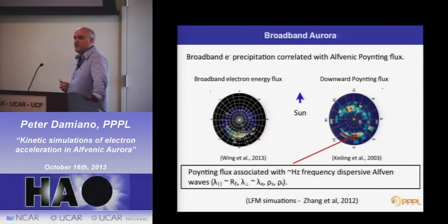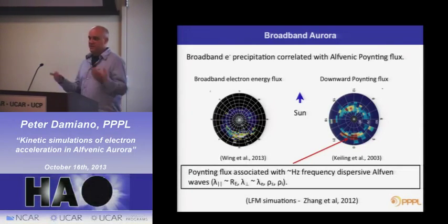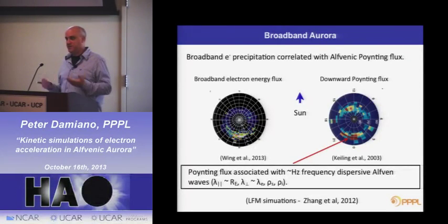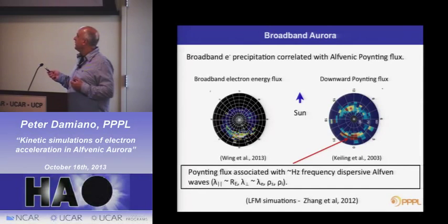I can't comment on why Wing doesn't see the cusp here. It could be that they're just focusing on the tail data. I'm not sure. Our primary focus would be on the processes in the magnetotail, because that's what you would see associated with substorm onset. A lot of the time these are broadband aurora.